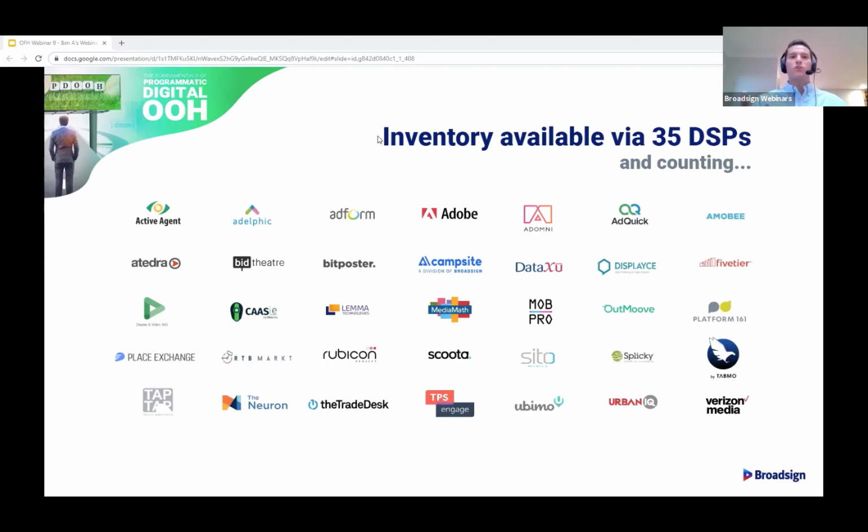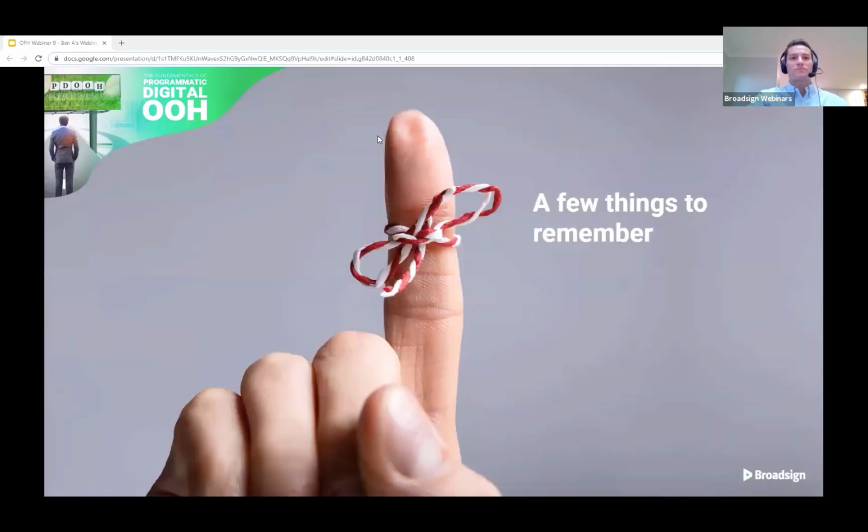So based on your objectives and where in the world you're looking to run your campaign, we can even recommend some demand side platforms to you and make introductions as required. It's a really important thing to be mindful of when you're looking to get started.